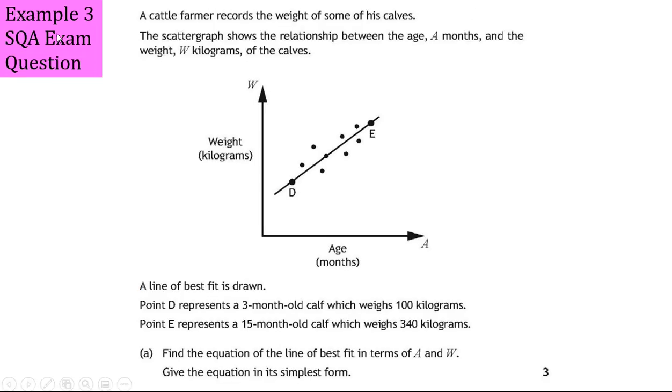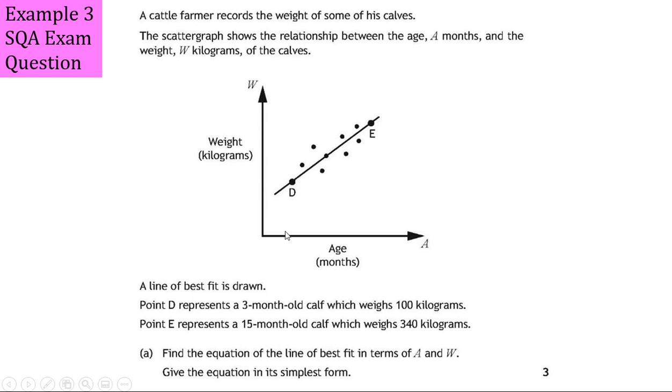Now, Example 3. This is an SQA exam question. There's actually a part B as well, which I just couldn't fit in, but I will do once I've done part A. Okay. So a cattle farmer records the weight of some of his calves. The scatter graph shows the relationship between the age, A in months, and the weight in kilograms. A line of best fit is drawn. Okay. Now, point D represents a 3-month-old calf, so age 3 and weight 100. And point E represents a 15-month-old calf, so 15 along here and 340 on this scale.